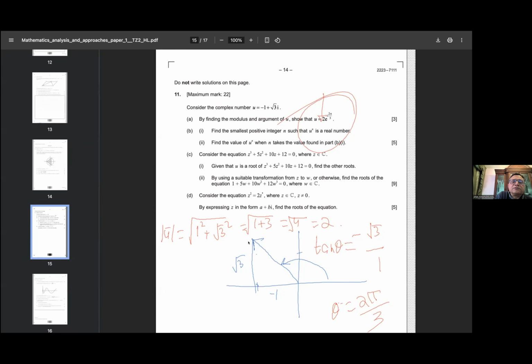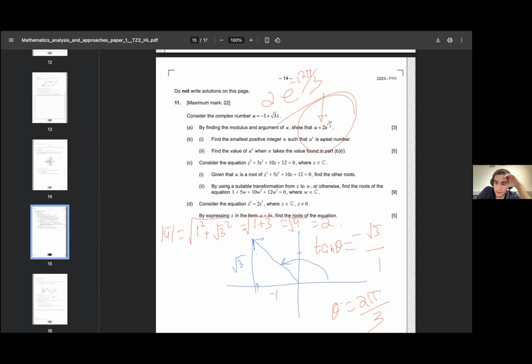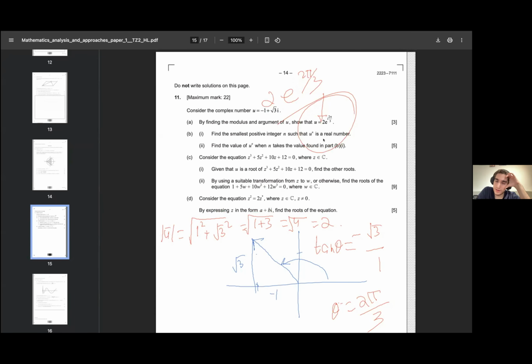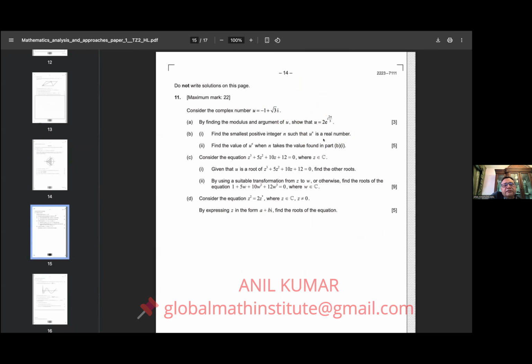So you could write this as 2 times e to the power of i 2 pi by 3. Wait, is it minus? No, not minus. The angle is 2 pi by 3, sorry. Let's erase this part. So that part is done. There are a couple of ways of doing it. They suggested finding the modulus and argument, and you show this.